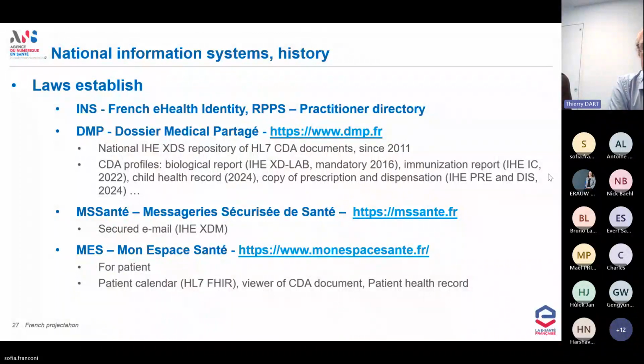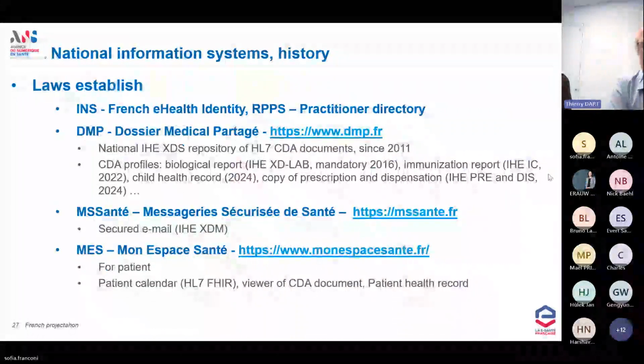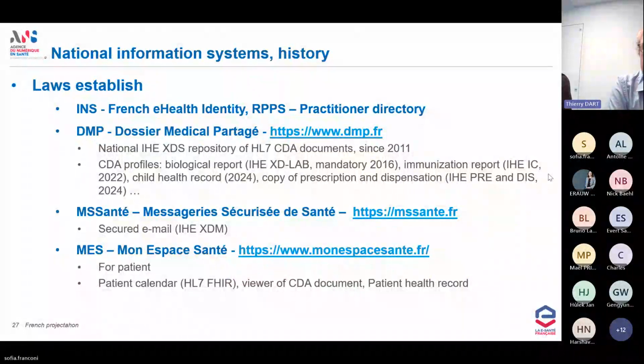called Messagerie Sécurisée de Santé, and we have a third system, Mon Espace Santé, for patient with a patient calendar based on FHIR. We have also a viewer CDA document, so a patient could see the document in the Dossier Médical Partagé. And you have a small component also of patient health record. Next slide.